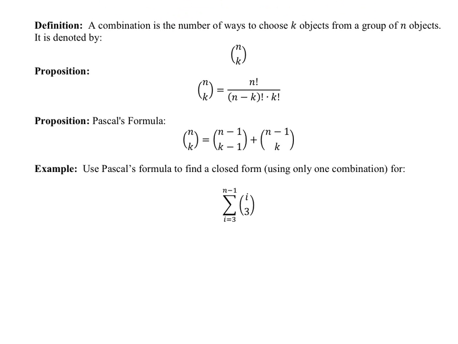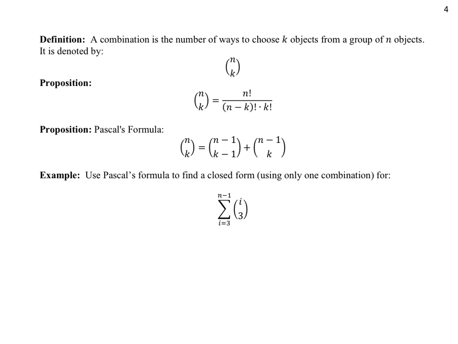Okay, so in our next example, we're going to be looking at combinations. So a combination is this type of thing here. We read this as n choose k. So it considers the number of ways of choosing k objects from a group of n objects.